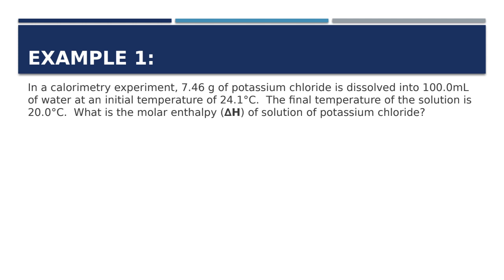So here is a calorimetry example that we can relate to molar enthalpy. It says 7.46 grams of potassium chloride is dissolved into 100 mL of water at an initial temperature of 24.1 degrees C. The final temperature of the solution is 20. Okay, so we know right there the temperature of the surroundings has gone down. If it's gone down, that means energy was taken out of the surroundings and given to the system. So this is an endothermic process.